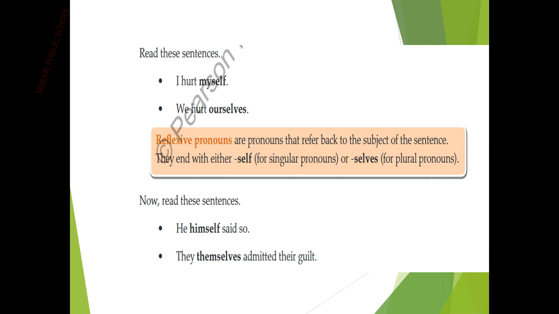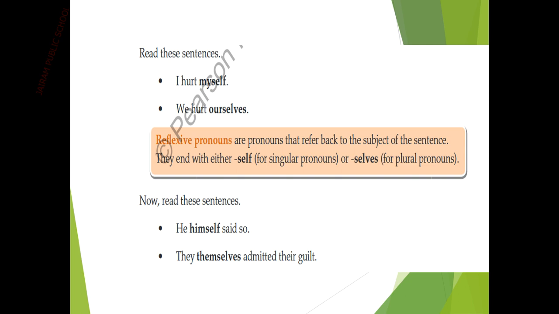Read these sentences. I hurt myself. We hurt ourselves. Reflexive pronouns are pronouns that refer back to the subject of the sentence. They end with either self for singular pronouns or selves for plural pronouns, which means they are object pronouns that we use when the subject and object are the same noun. It ends in self or selves. For example, myself, yourself, himself, herself, itself.